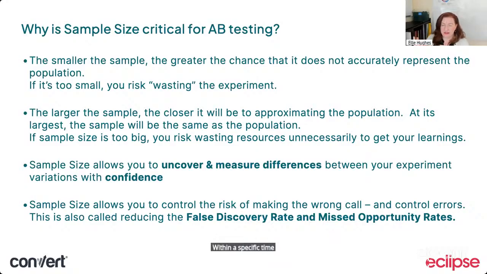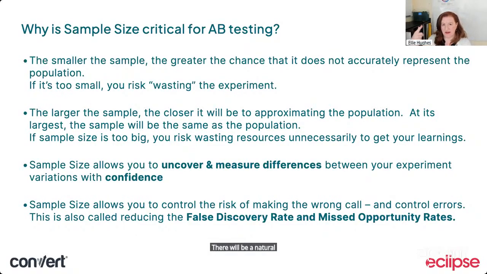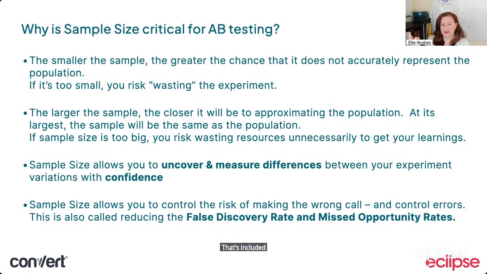Now, the standard deviation that you mentioned before: there will be a natural variation in the conversion rate, and it will be more variable the smaller your numbers of unique visitors. You'll see higher variability. But you include not standard deviation, but variance, which are related to each other. The variance is the square of the standard deviation. That's included in most statistical test calculations.